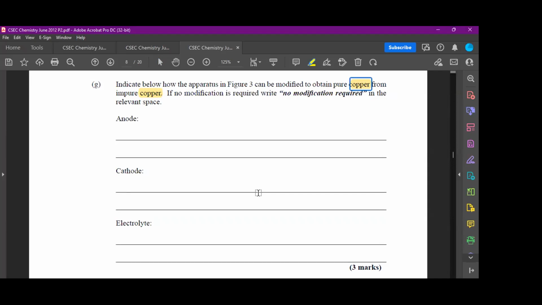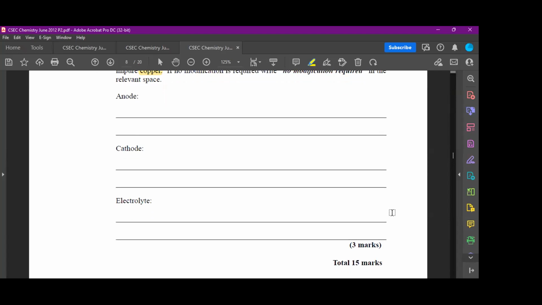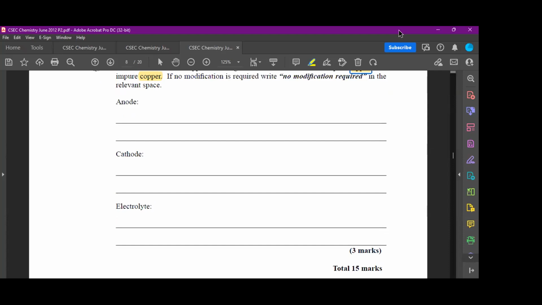What about the electrolyte? No modification required. The electrolyte has no modification, so it's still the copper sulfate that you would use.